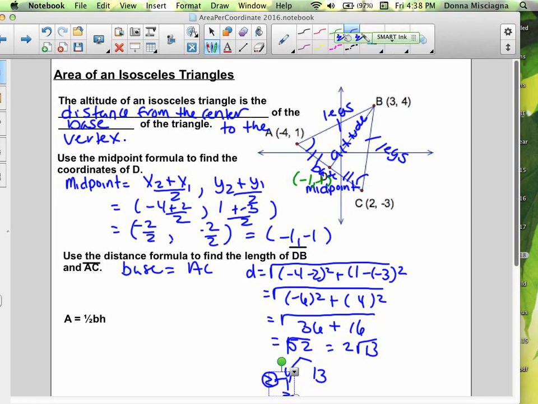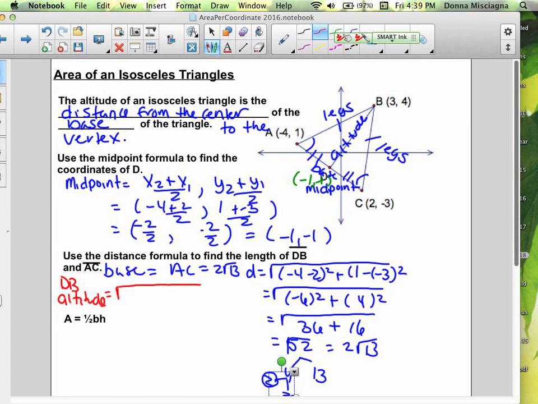All right, so AC is our base. I think I wrote too big. You have to rewrite this much smaller. And that is 2 square roots of 13. All right, and now let's find DB. That's our altitude.